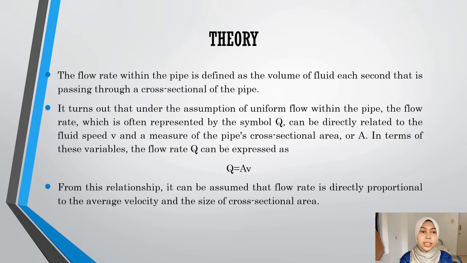From this relationship, it can be assumed that flow rate is directly proportional to the average velocity and the size of cross-sectional area. It means that if the flow Q is held constant when the area A decreases, the velocity V must be increased proportionally.